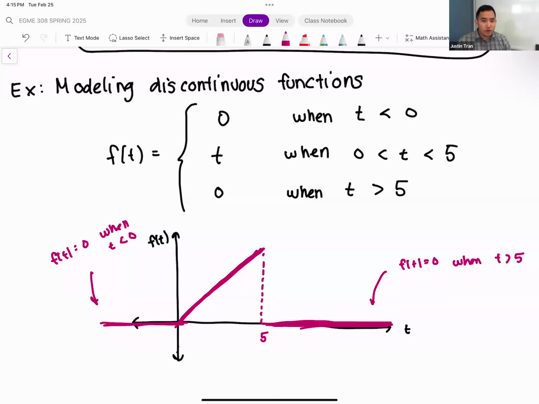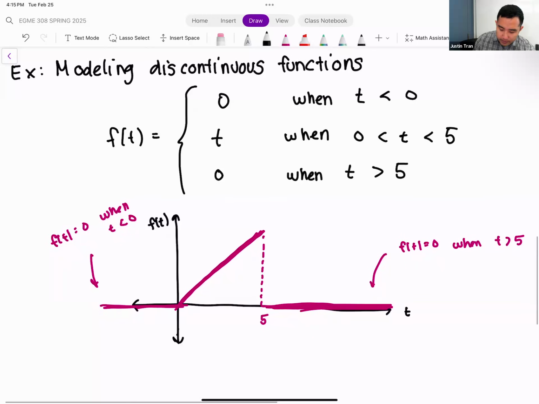Okay, so visually that's what our function looks like there. Discontinuous, only active in that short time frame between 0 and 5. When you have a discontinuous function like this, usually there are two things that you want to do. So first thing that you want to do is represent this function using step functions.